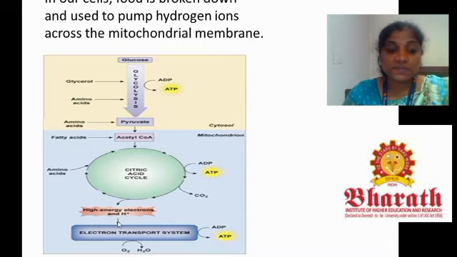And the fourth step is the electron transport system. The electron transport system is the final step, and here the largest number of ATP molecules are produced. So this process is called cell metabolism. The food is broken down and used to pump hydrogen ions across the mitochondrial membrane, so the ATP production occurs in the mitochondrial membrane.